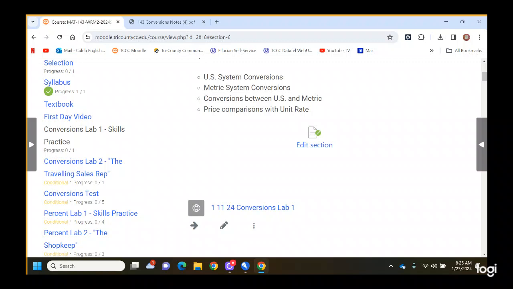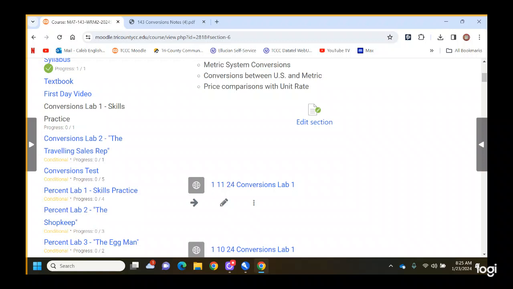So they're asking if it matters if they do Conversions Lab 2 before they do Conversions Lab 1. I would assume that they're asking that because Conversions Lab 2 only has 4 questions. So the answer to that is technically no. It doesn't matter which one you do first. But if you think about it, Conversions Lab 1 leads into Conversions Lab 2. They both lead into the test. So I just said, yeah, I would do them 1, then 2, then the test.